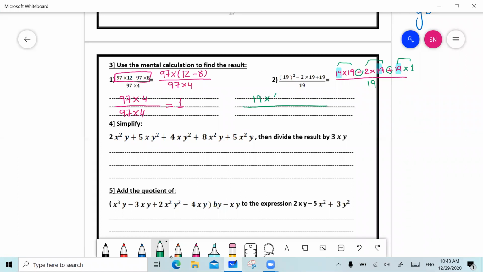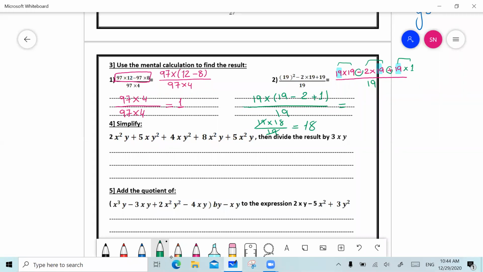19 times, open a bracket, 19 minus 2 plus 1, over 19. And my final answer is going to be equal to 19 times 18 over 19. So the 19 is canceled together. My final answer is 18.